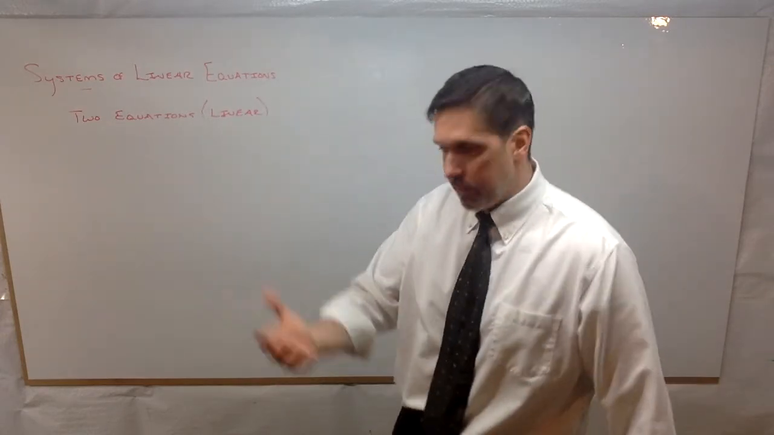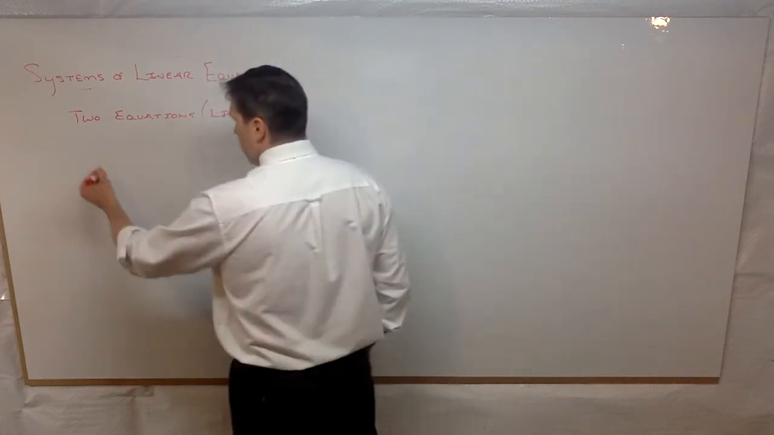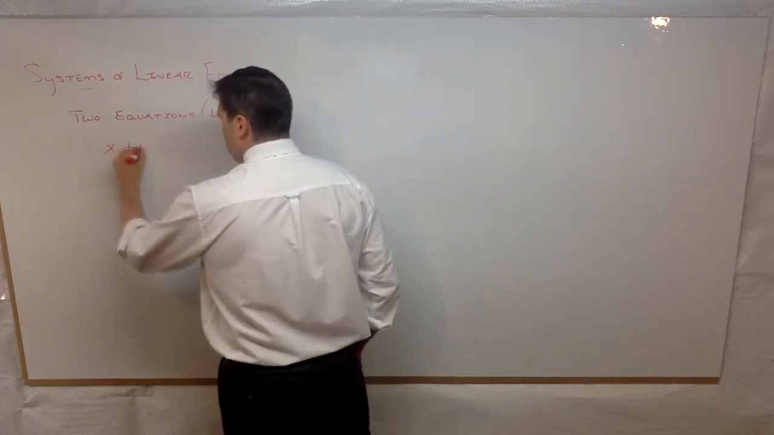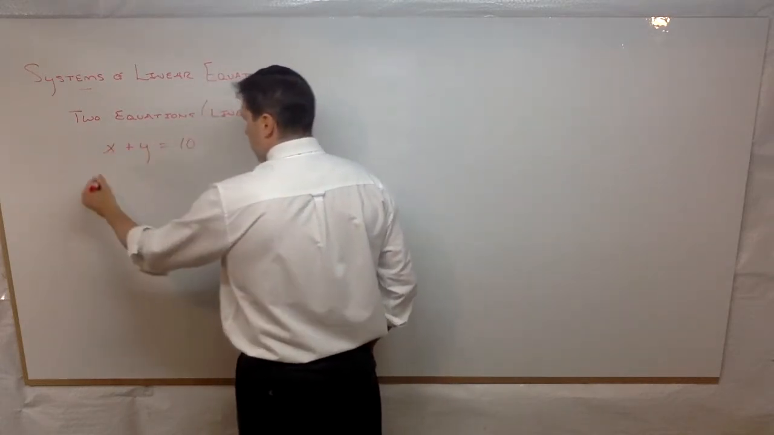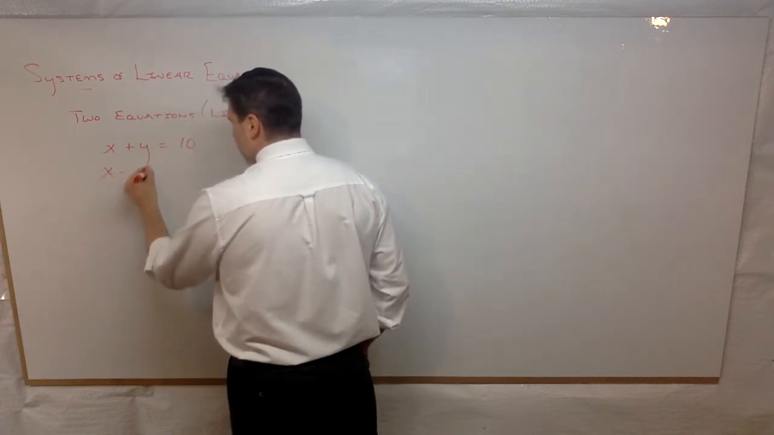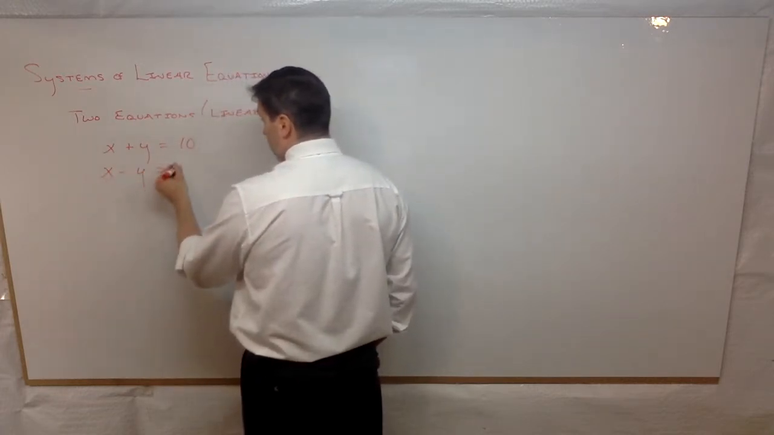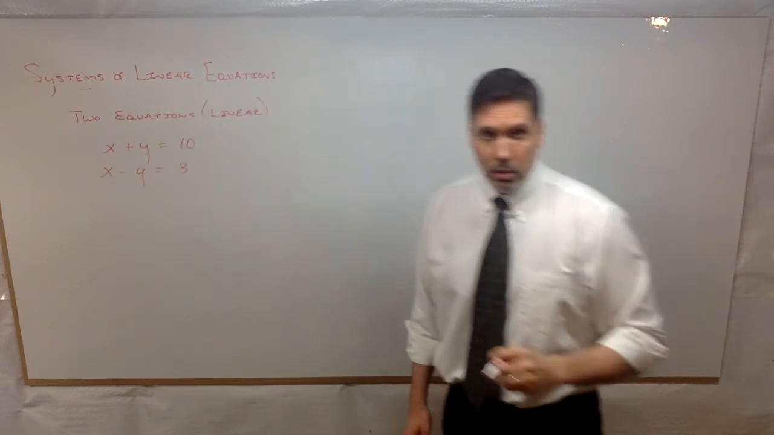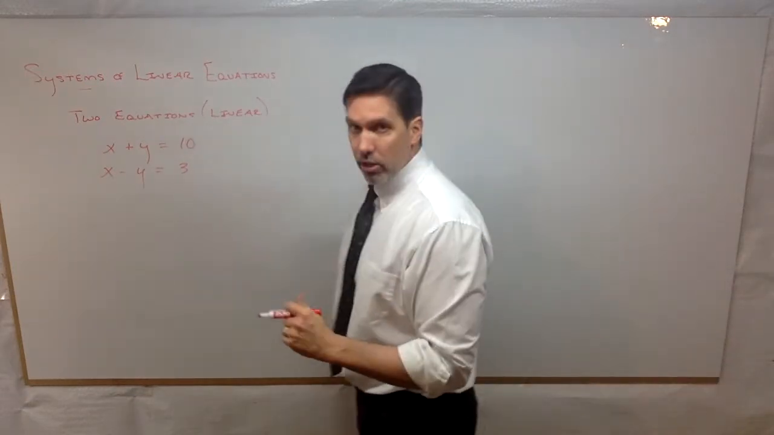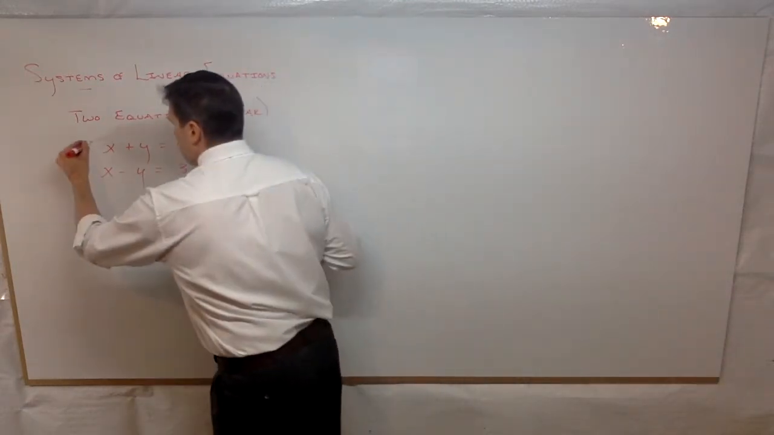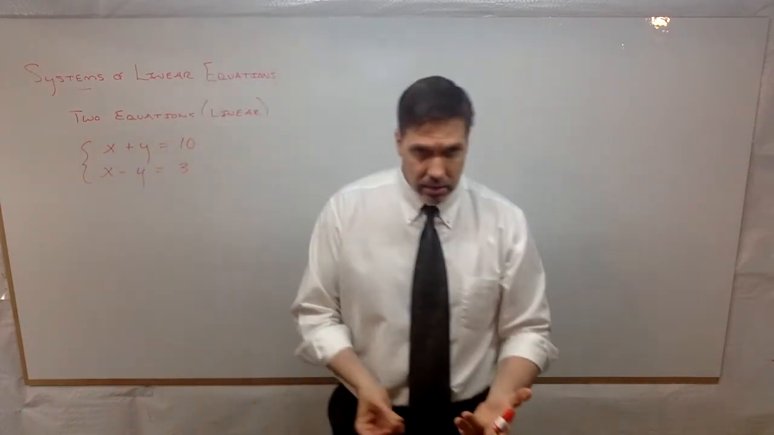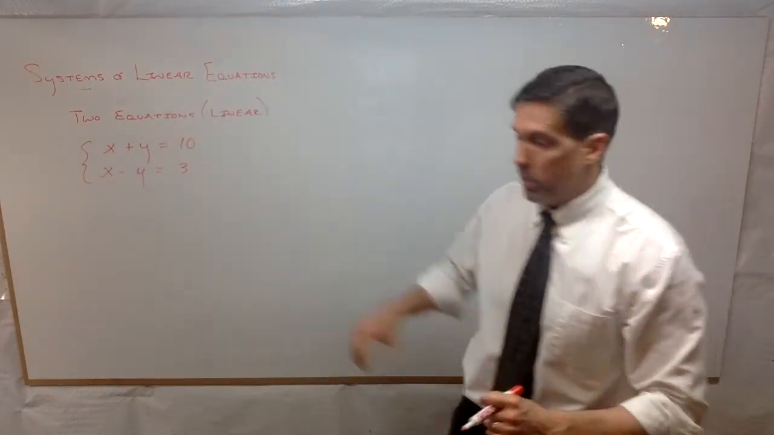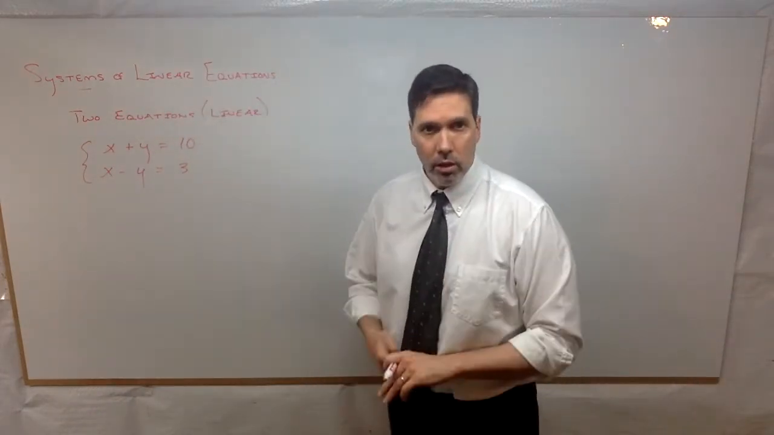That means if we have two linear equations, like two numbers add up to be 10, and those same two numbers have a difference of, say, 3, for example, these two linear equations constitute a system of linear equations. So that's all that means. You're just talking about two linear equations.